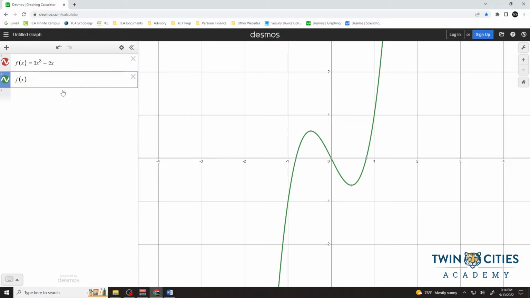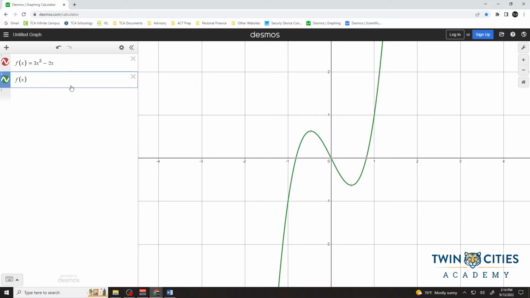Now, what happens here when I add, say, 2? We'll see that my new green graph here took everything and just shifted it up 2. If I subtract 1, you'll see that it moves it down 1.